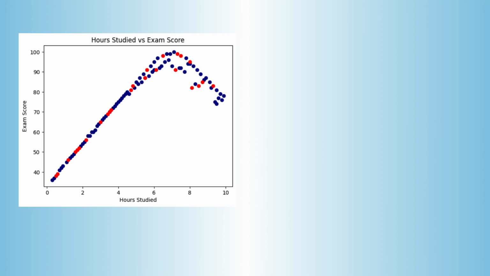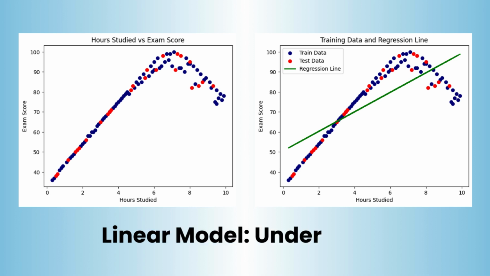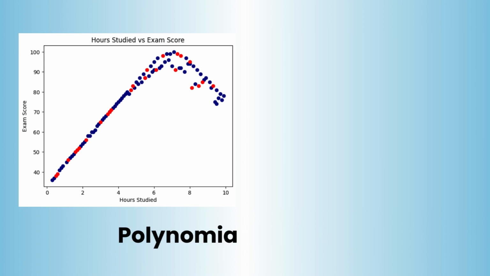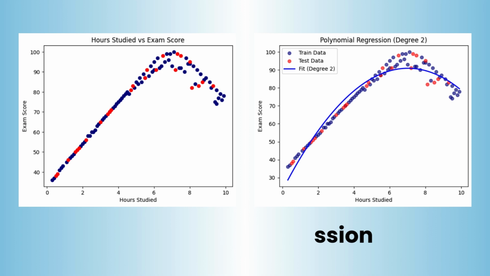Machine learning is a balancing act. If we use standard linear regression on this data, we get a straight line. It's stable, but it's too rigid. It misses the curve completely. This is underfitting. So, we upgrade to polynomial regression. We give the model the freedom to bend. It fits the curve beautifully.